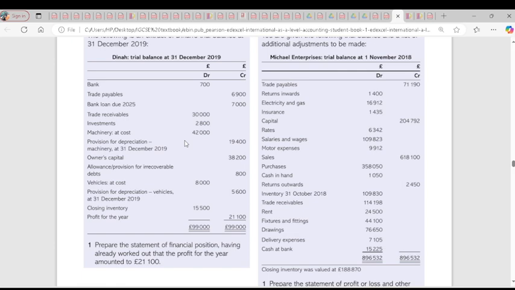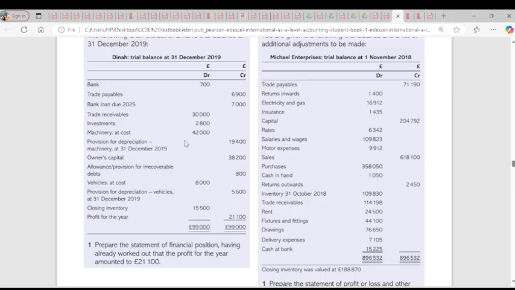Our current assets here are the bank. We have inventory, 15,500. We have trade receivables, which is 30,000. Trade receivables is 30,000. But we have irrecoverable debt of 800. You have to take it away from your trade receivables.